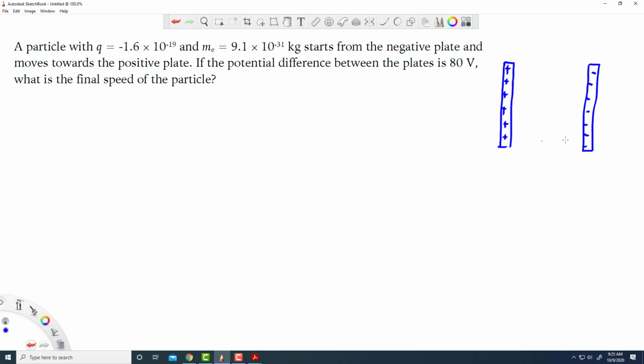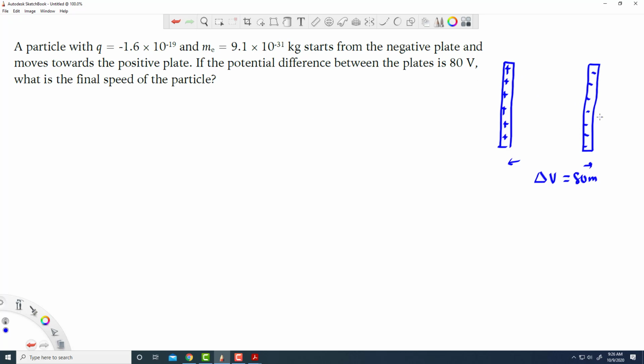The potential difference between these two plates is 80 volts. So, delta V is 80 volts, and the reason there is potential difference is that one has more positive and the other has more negative, or you can say more positive here and less positive here. Okay, so that's the potential difference. Difference in the charge produces the potential difference.